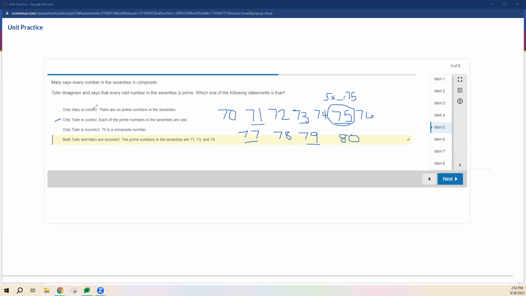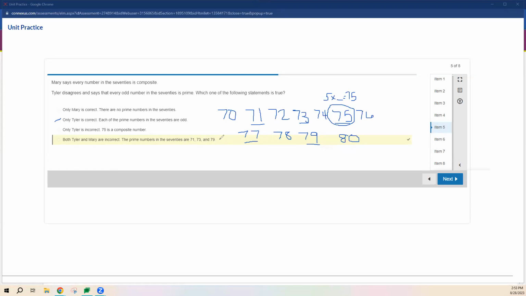And so I'm going to look and see, are any of my other answer choices saying Tyler's correct? Because we just figured out Tyler's not correct. Only Tyler is incorrect. 75 is a composite number. Oh, man, I can't eliminate that because that's what I just figured out. Okay, and then we have both Mary and Tyler are incorrect. Prime numbers in the 70s are 71, 73, and 79. Okay, well, basically now we have to see if any of these numbers are prime.